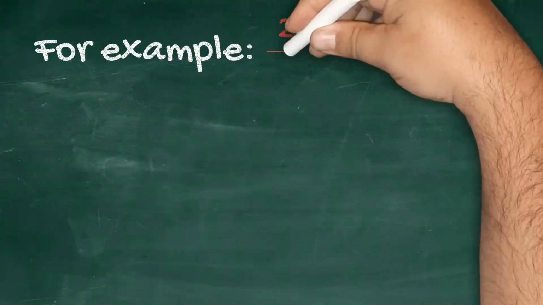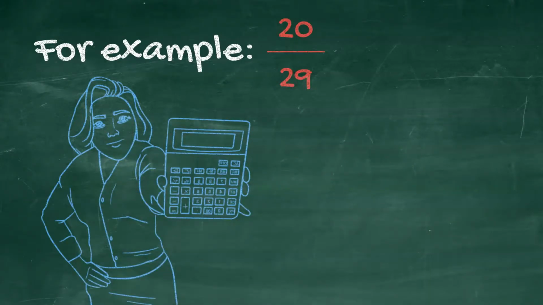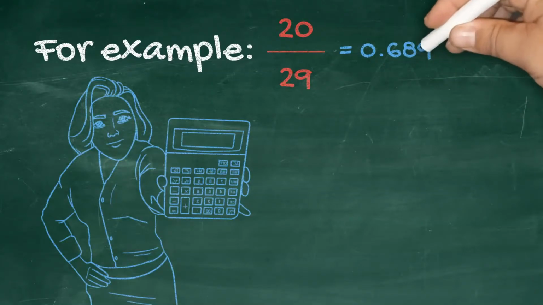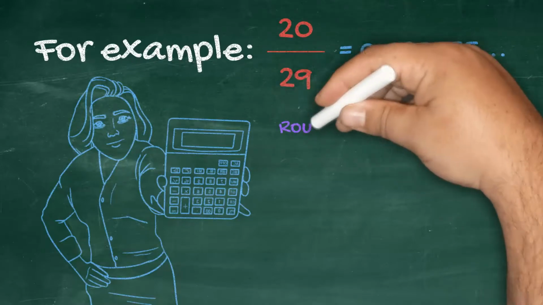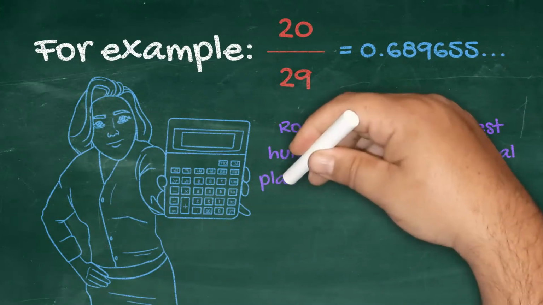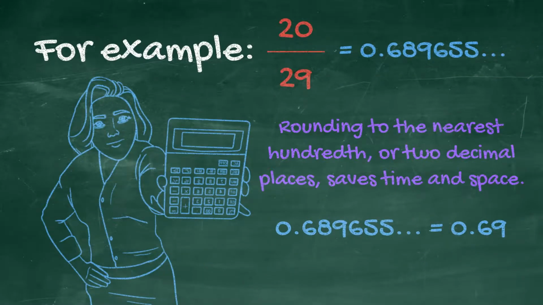Say you have the fraction 20 over 29. This is the same thing as 20 divided by 29. Technically, it comes out to 0.689655, etc., etc. Your teacher may ask you to round to the hundredths place or 2 places after the decimal to save time and space.